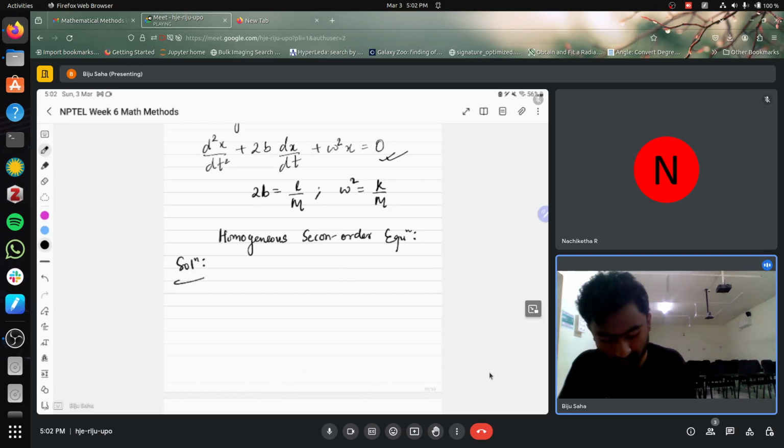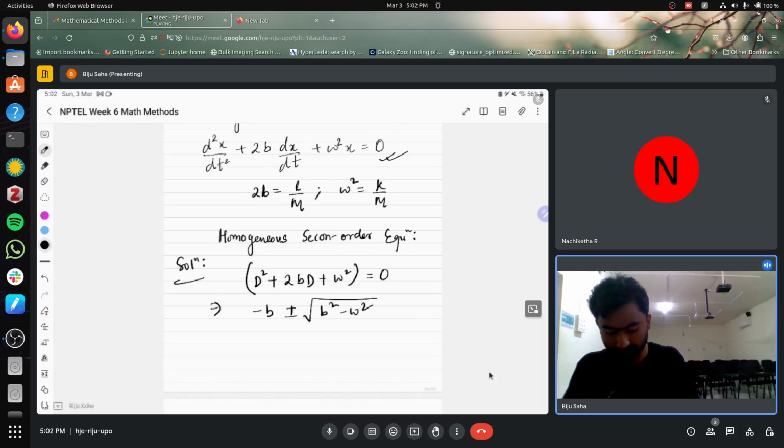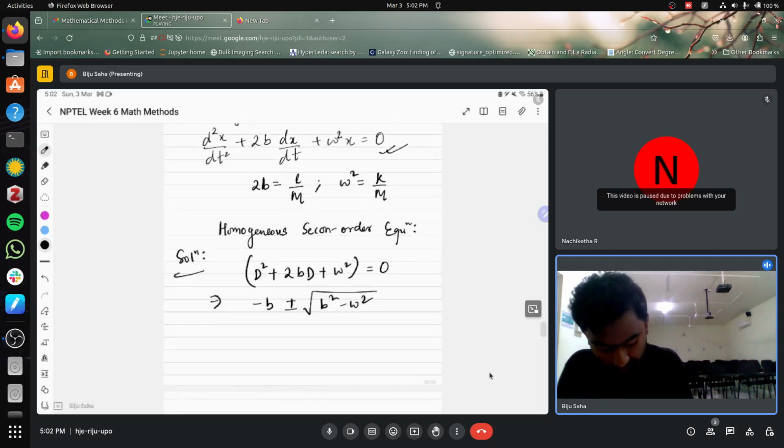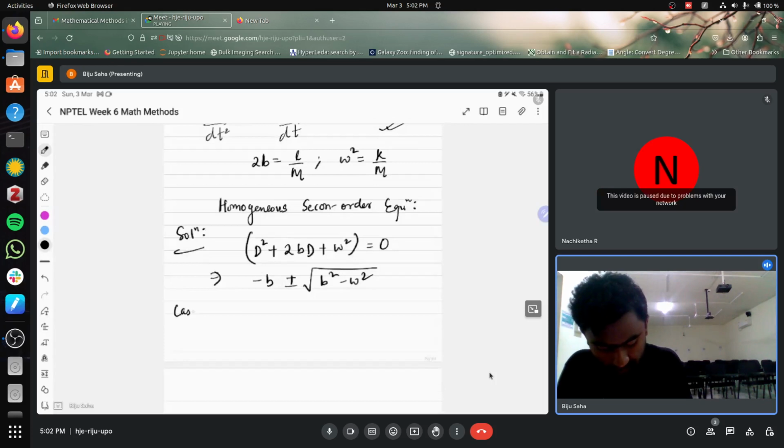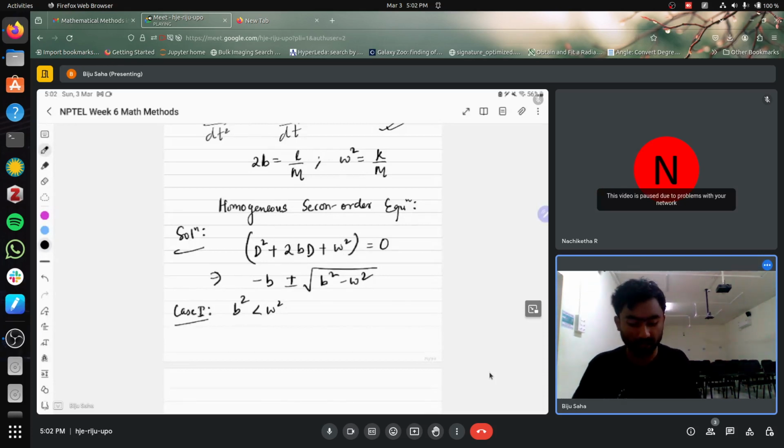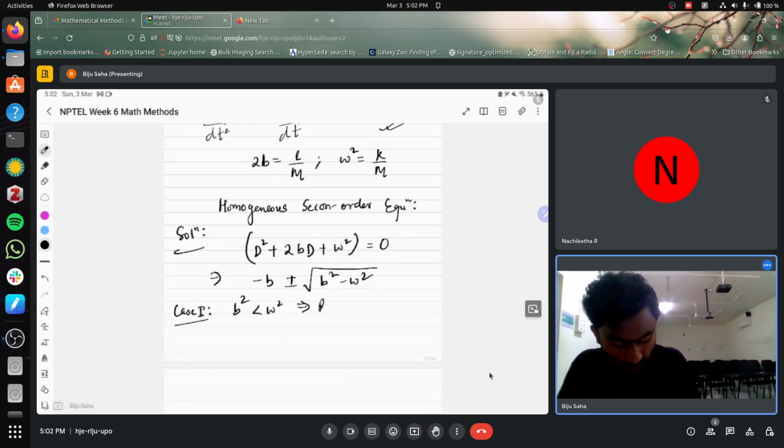So first of all, this is my auxiliary equation. So the roots would be given by this. Now let us consider various cases. Case 1 is where your b square is less than omega square. This category would mean that the roots appear in complex conjugate pairs.